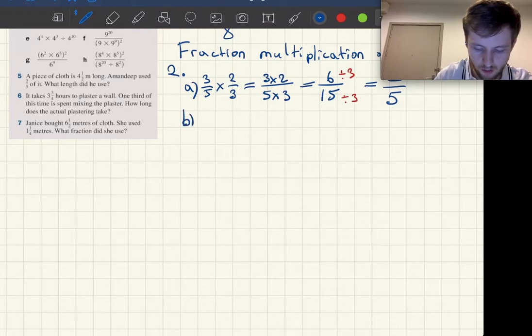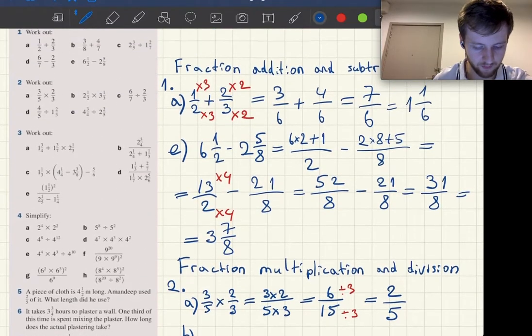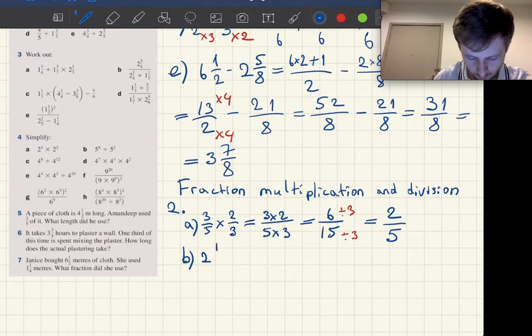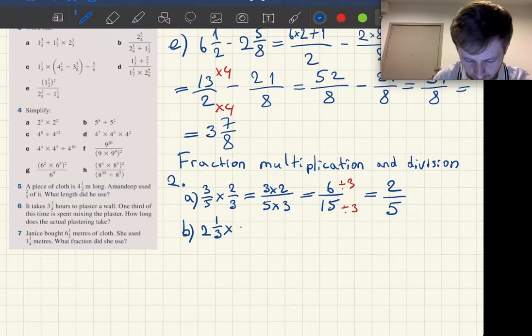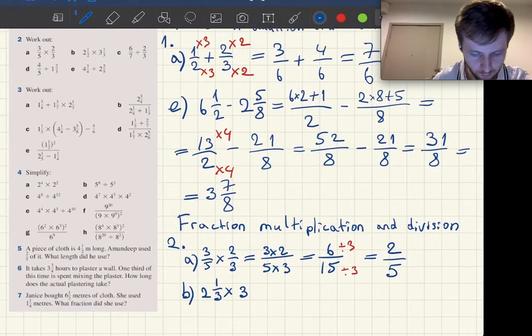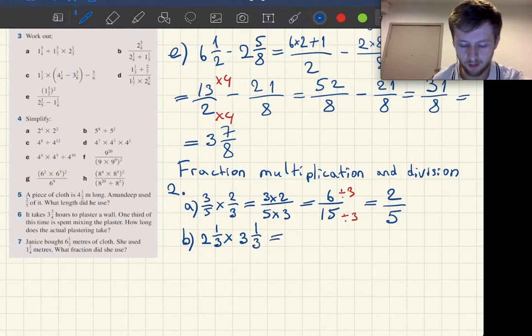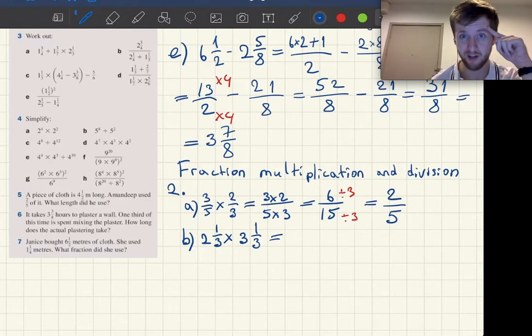Let's do B. I'll try to make the handwriting smaller because in B we have 2 and 1 over 3 times 3 and 1/3. And the result is going to be... here again we cannot just multiply the fractions like this. So we have to convert them to improper fractions.